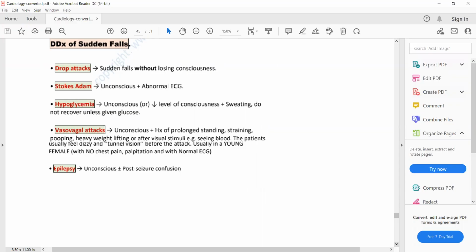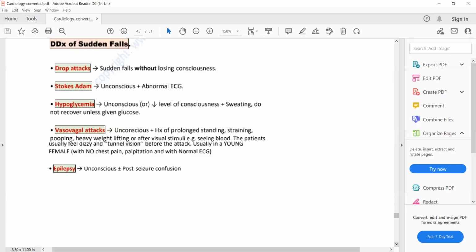So, to diagnose vasovagal attacks, you need to focus on the history. If the person becomes unconscious after prolonged standing or straining or lifting heavy weight or after seeing blood, then the diagnosis will most likely be a vasovagal attack. The patients of vasovagal attack are usually young females.